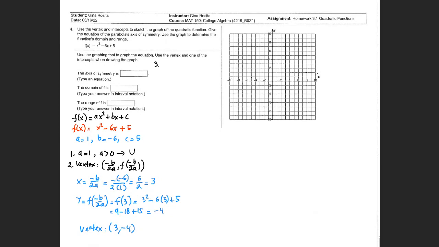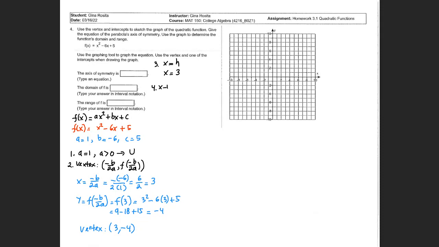Find the axis of symmetry. The axis of symmetry is x equals h. So that means the answer is x equals 3, because h is 3. So now step 4.